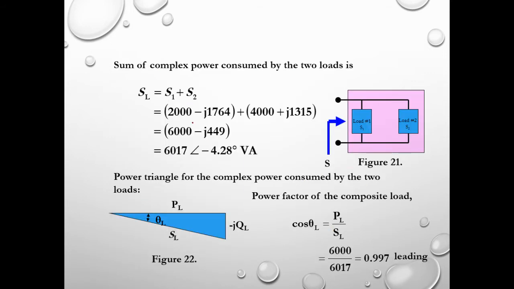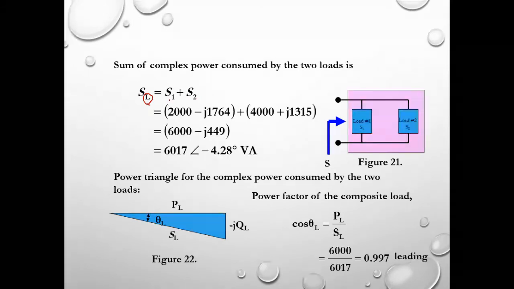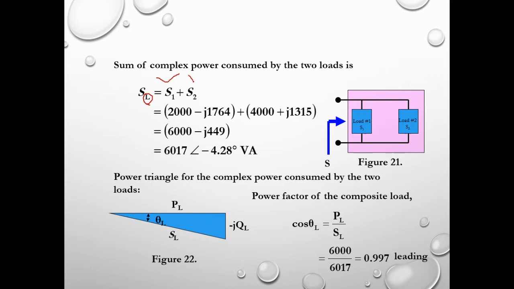And then what about the sum of complex power consumed by these two loads? Since we have S load, where L stands for load, the total complex power consumed by these two loads is equal to S1 plus S2. Just rewrite the values of S1 and S2 and sum them together, and you will get the result in rectangular form, real and imaginary, and also in polar form.